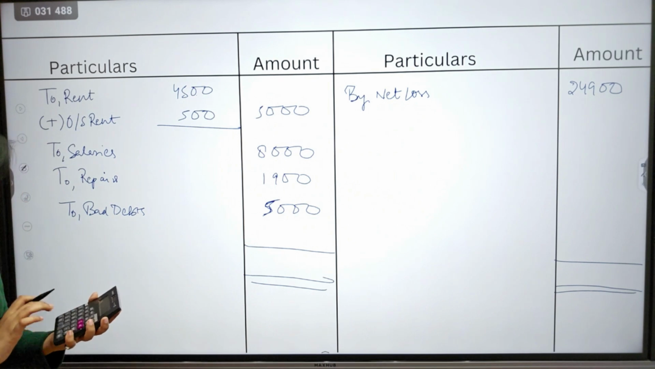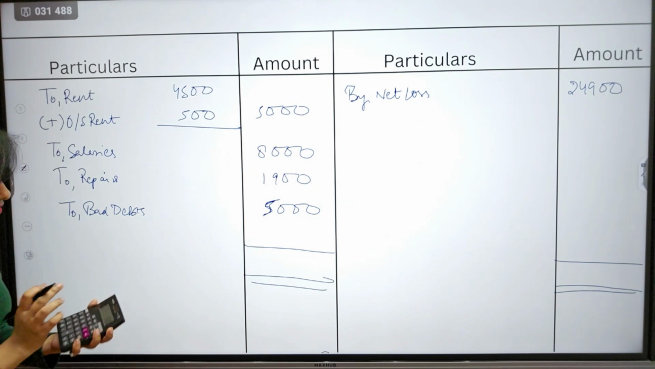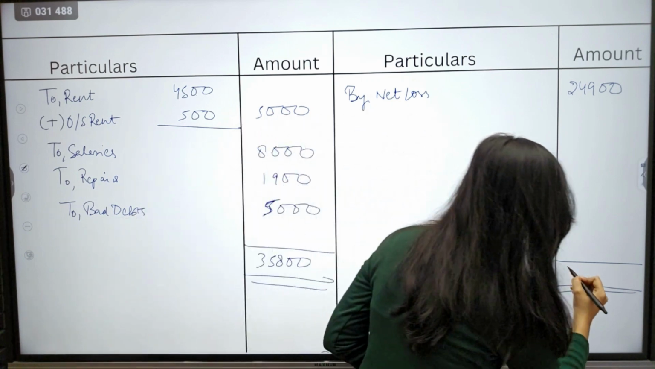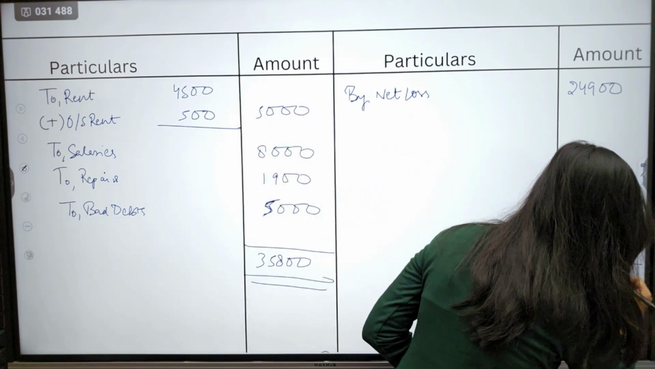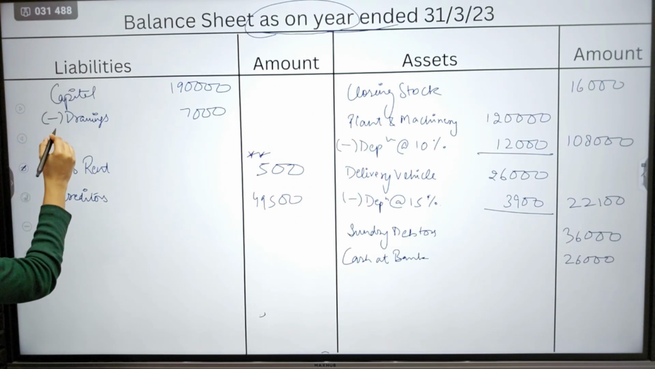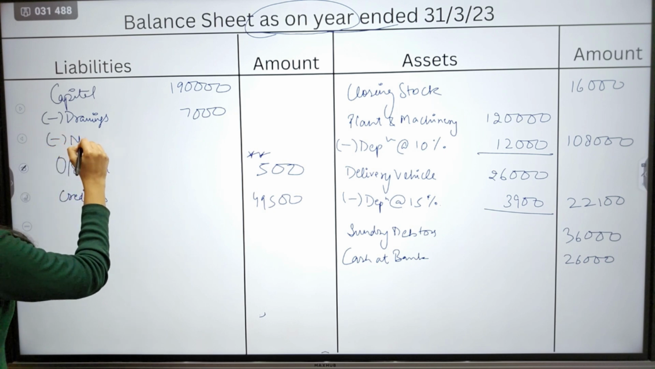So it was 35,800. Yes. Finally, we have a net loss of 24,900. Now we take this net loss here.